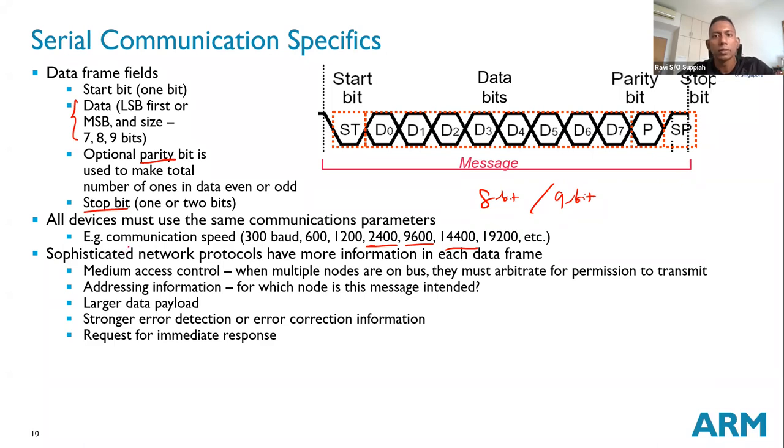In terms of the actual speed, you can see that they use this term called baud, which is baud rate. Again, this is quite a common confusion among many people. What is baud rate, and what is bit rate? Are they the same? If they're not the same, then what exactly is baud rate and what is bit rate? How do you define baud rate then?